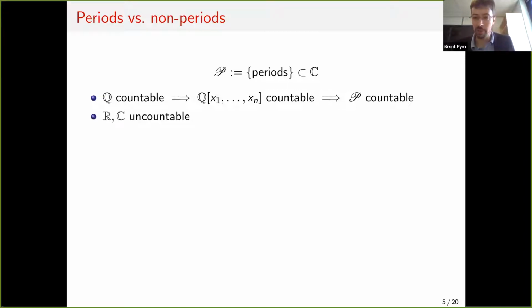Now, on the other hand, we know that the real numbers and the complex numbers are not countable. And therefore, somehow most numbers are not periods. So to say that a number is a period is somehow a very special thing.